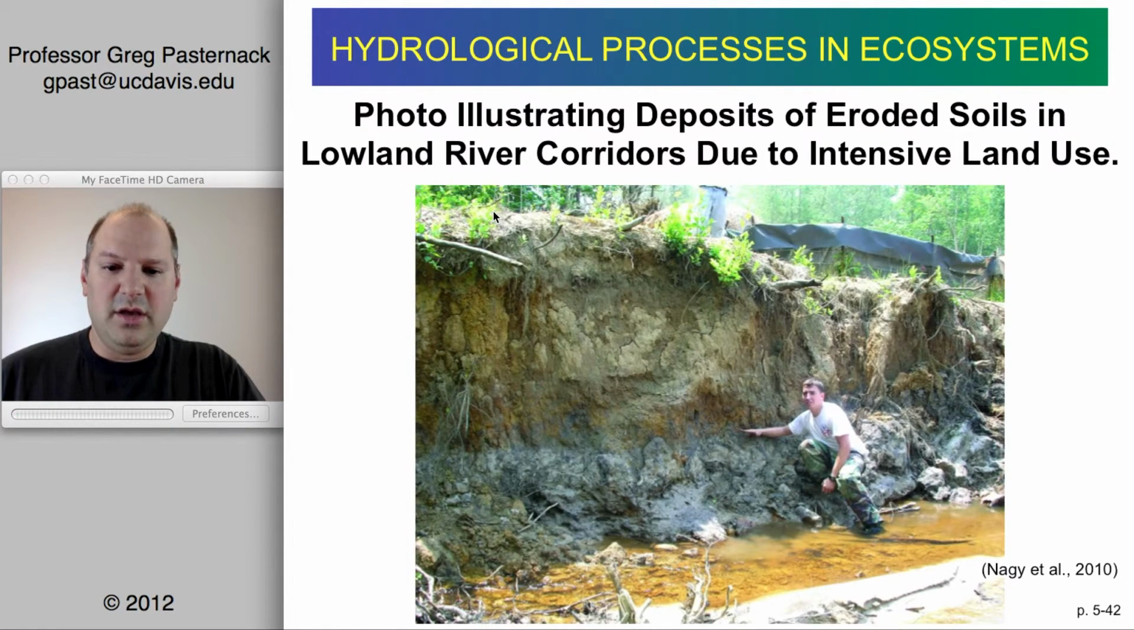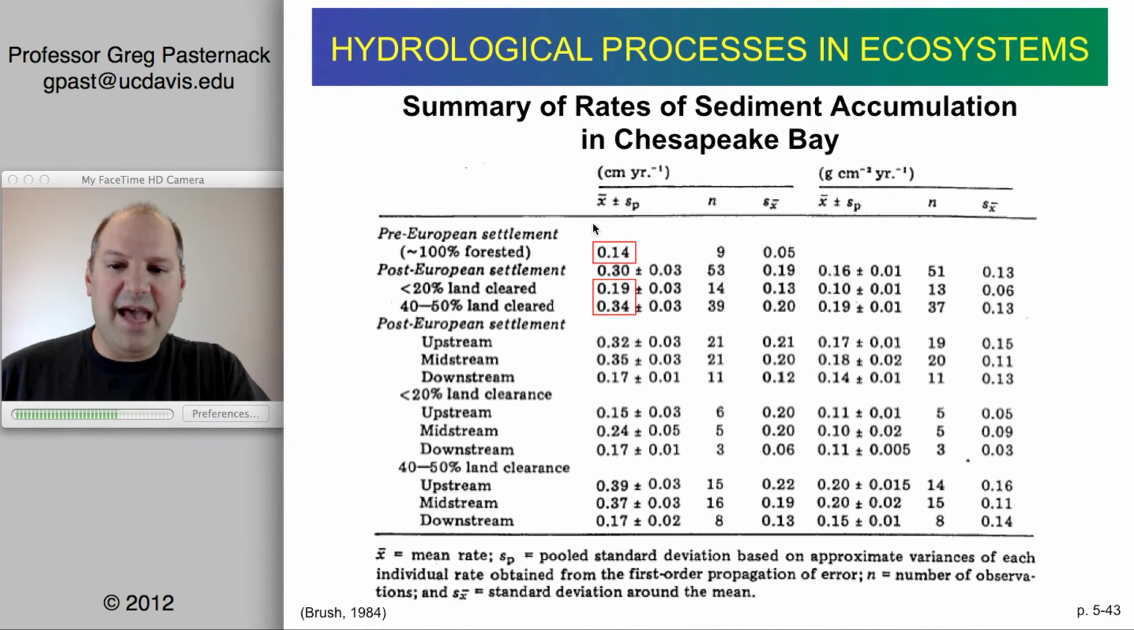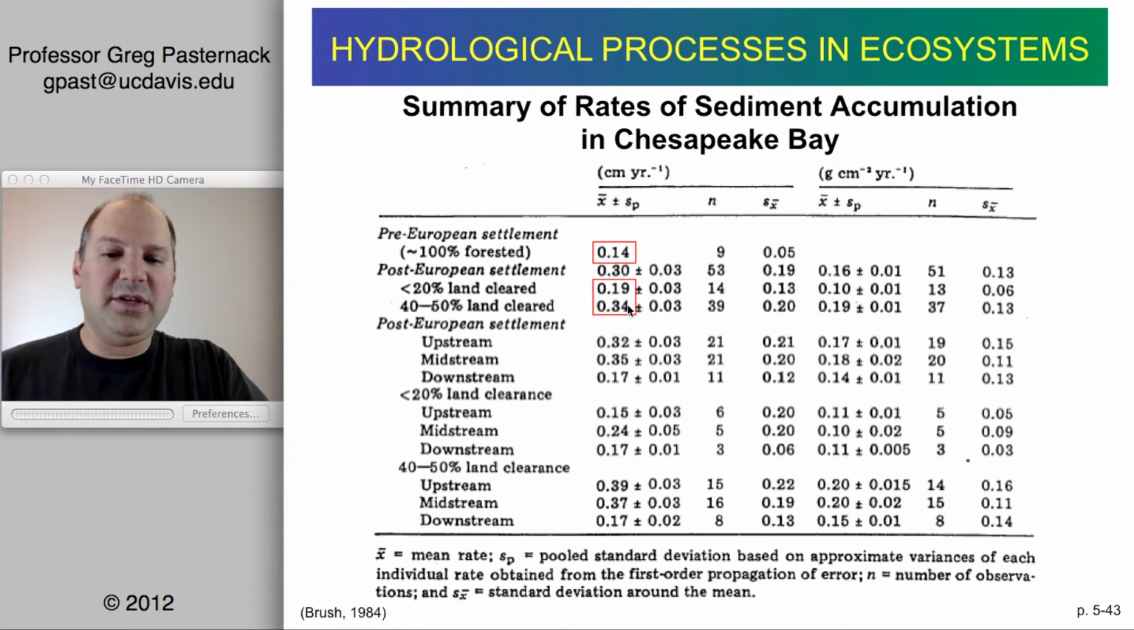And so what you can see is that the pre-European settlement rate was 0.14 centimeters per year. That's 1.4 millimeters per year. After European settlement, with 20% land clearance, it went up to 0.19. And then by the time we got to 40 to 50% land clearance, we had rates of 0.34. So about 3 times higher sedimentation rates compared to before.